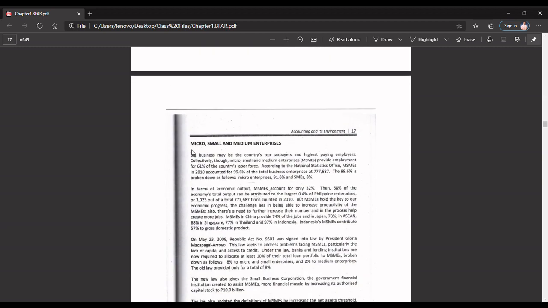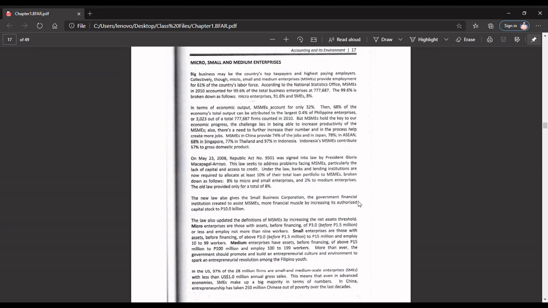Micro, small, and medium enterprises are those that the law defines under a specific amount of assets or net assets. I don't know if these are updated, but I think it's changed under the TRAIN law.